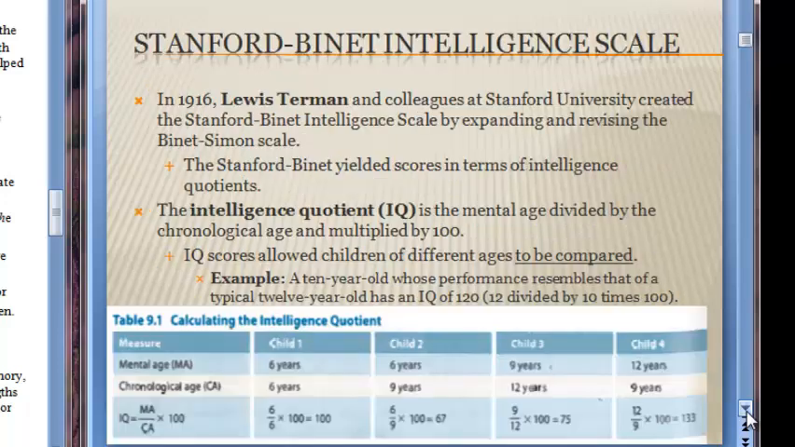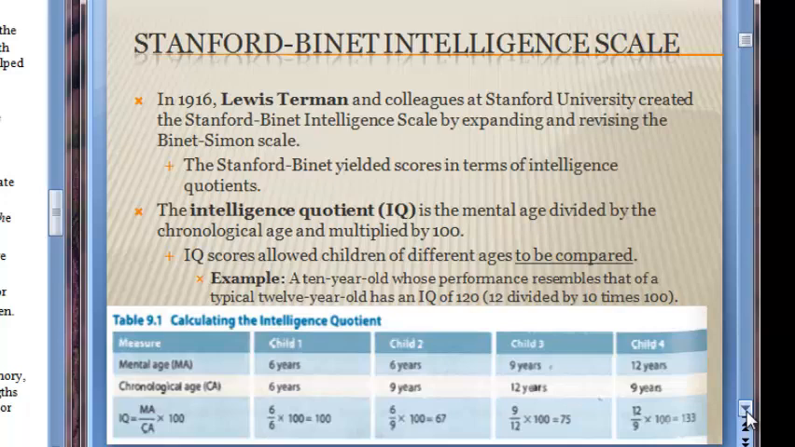From there, it progressed to Louis Terman in 1916 at Stanford University, who created the Stanford-Binet scale, which was an update to, obviously, the Binet-Simon scale. And from this, the biggest thing that we get is the intelligence quotient, or IQ. That is the mental age divided by the chronological age and then multiplied times 100. So this is really where we get the IQ scores.